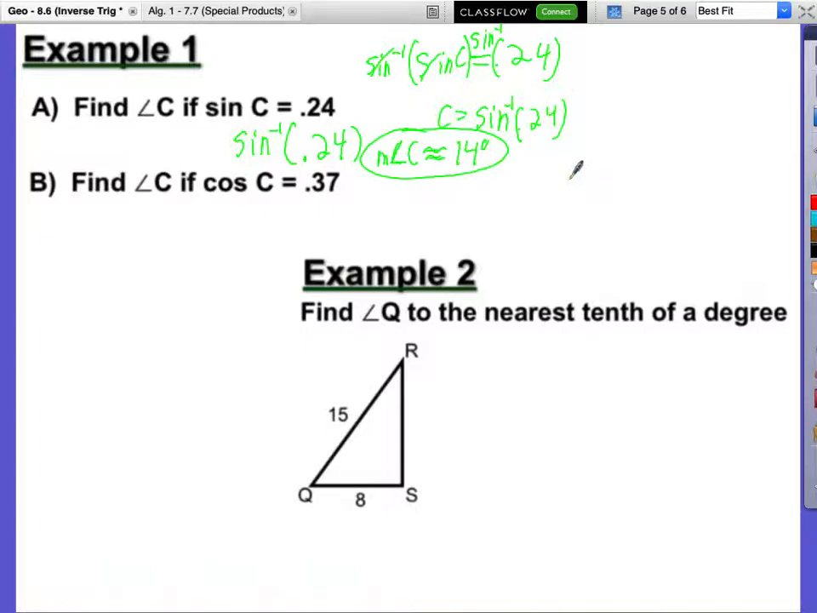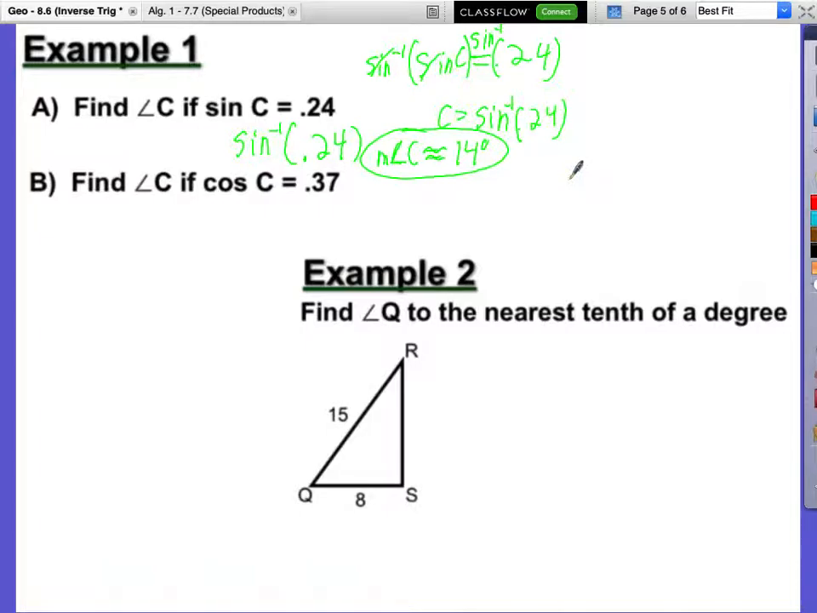Is that 0.24? It has to be 0.24. It won't work if you just type in 24. So 0.24, and we take the inverse sine of that, like we had here, and the measure of angle C ends up being approximately 14 degrees. It rounds to that.